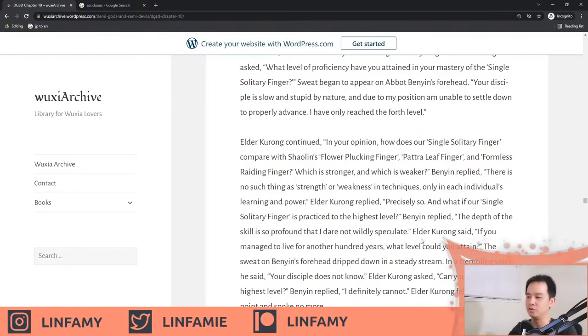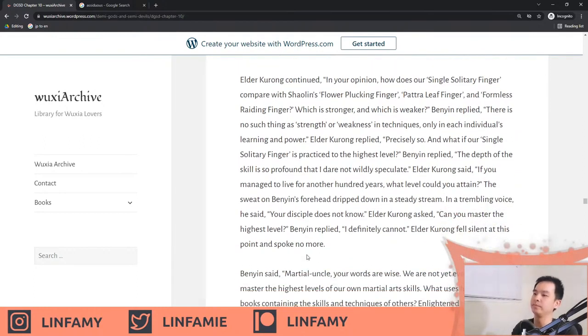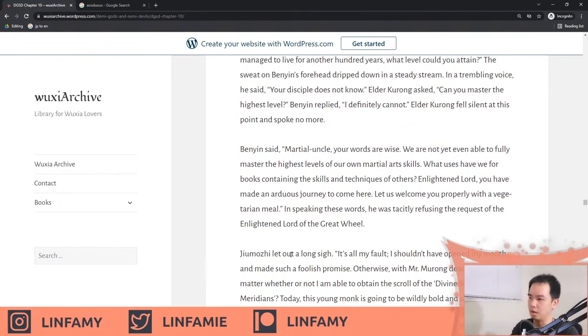The sweat on Bunyin's forehead dripped down in a steady stream. In a trembling voice, he said, "Your disciple does not know." Elder Kurong asked, "Can you master the highest level?" "I definitely cannot." Elder Kurong fell silent at this point and spoke no more. Bunyin said, "Martial uncle, your words are wise. We are not yet even able to fully master the highest levels of our own martial arts skills. What uses have we for books containing the skills and techniques of others? Enlightened Lord, you have made an arduous journey to come here. Let us welcome you properly with a vegetarian meal." In speaking these words, he was tacitly refusing the request of the enlightened Lord of the Great Wheel.